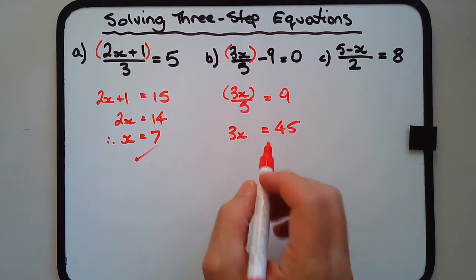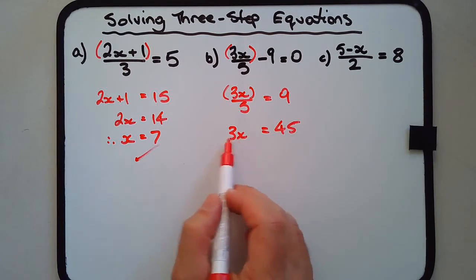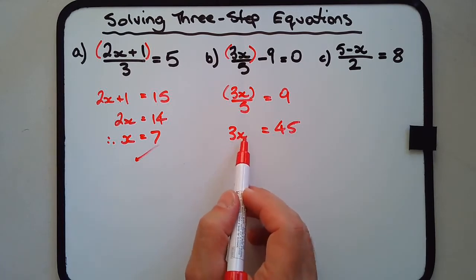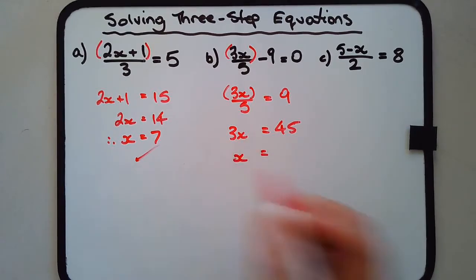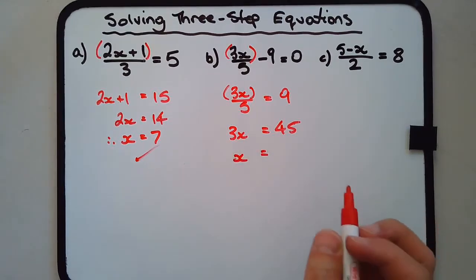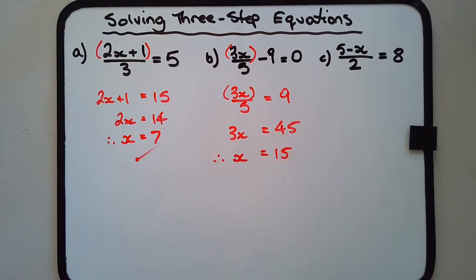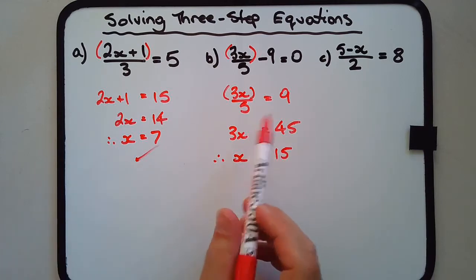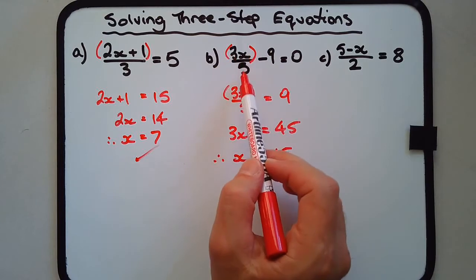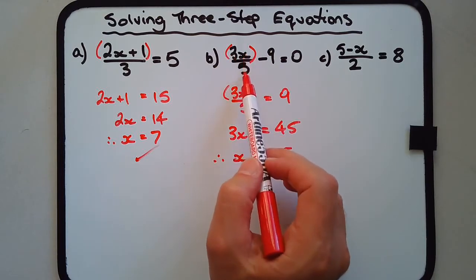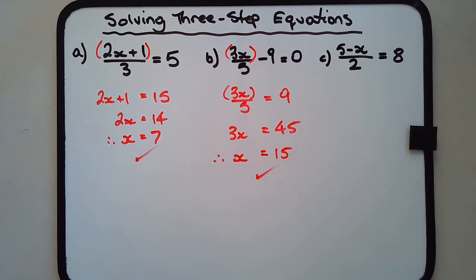Finally, we basically divide the other side by 3 because 3x, this means 3 times x, which means x times 3. The opposite of multiplying by 3, no surprises, is division or divide by 3. 45 divided by 3 is 15. Therefore, x equals 15. Does this work? Let's see. 3 times 15 is 45. 45 divided by 5 is 9. 9 minus 9 is 0. I think we're happy with that.